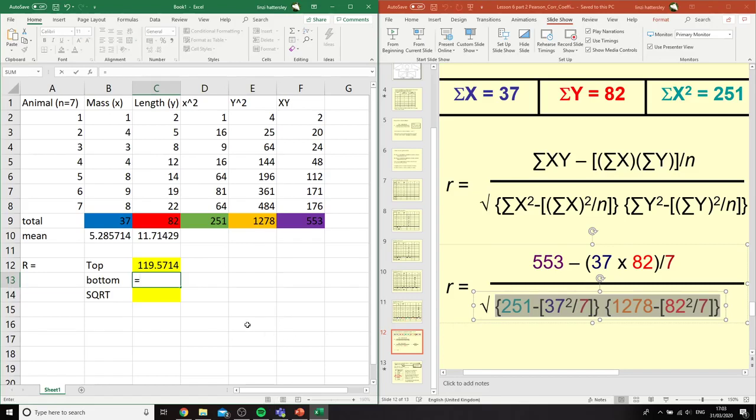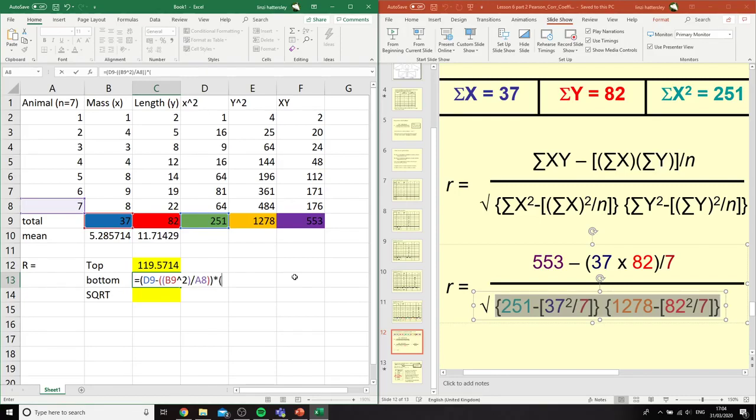And so the bottom equals x squared. Okay. In fact, no. Open the bracket. Sorry. Open the bracket. X squared minus. Open the bracket. Open the bracket again. I'm going to square it. So that's x squared. Close the bracket. Divide by 7. Close the bracket again. And close the bracket again.